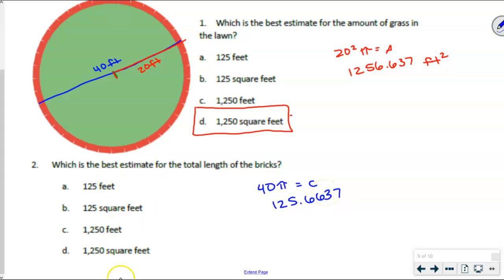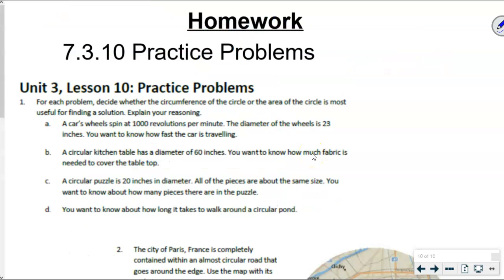So which one of those is going to be the most appropriate? 125 square feet, 1,250 or 1,250 square feet. Obviously, it's going to be one of these 125s. Well, which one? Remember, we're just using a measuring tape to go around the outside. We're not using square units of measurement, so that is going to be A, 125 feet. Your homework is the Lesson 10 practice problems.